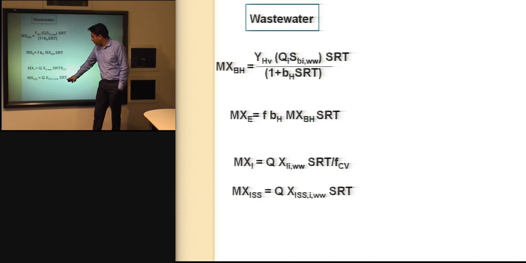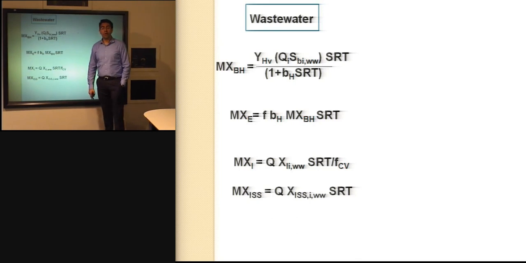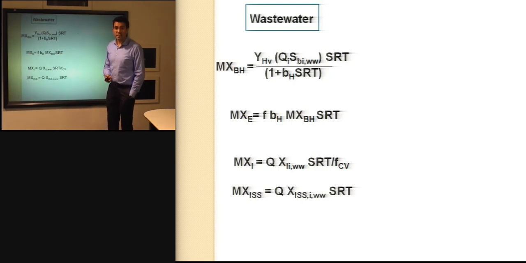While the inorganic suspended solids can be estimated based on the flow rate, the concentration of inorganic suspended solids present in that influent, and the SRT applied. All these equations can be found for further reading in the book Biological Wastewater Treatment, Principles, Modeling and Design, edited by the International Water Association.